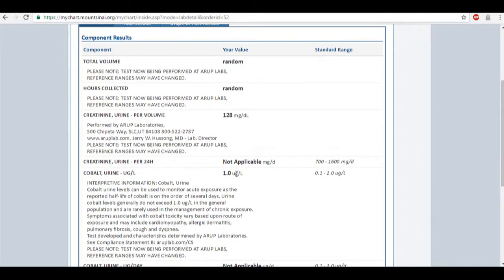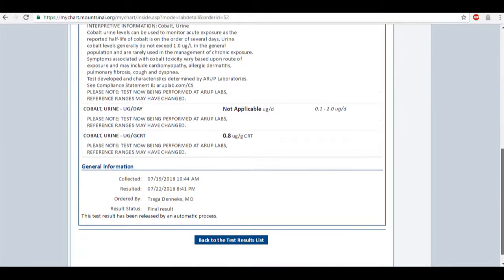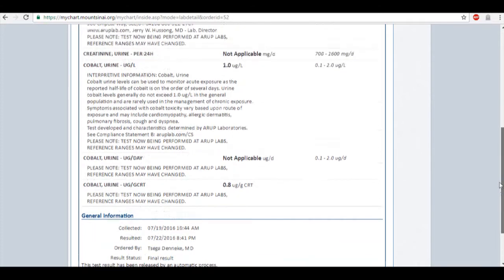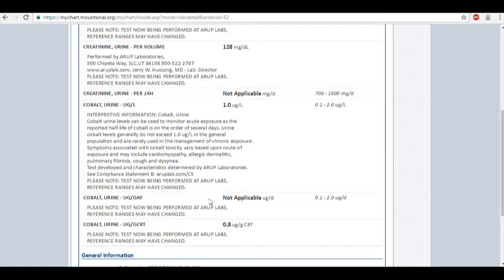At this point, I'm going to show you everything. They collected the urine because I did the 24-hour collection. On the 18th, I started collecting it, and on the 19th, I brought it there. It was July 19, 2016. And these are the only results that I got back: not applicable, not applicable.